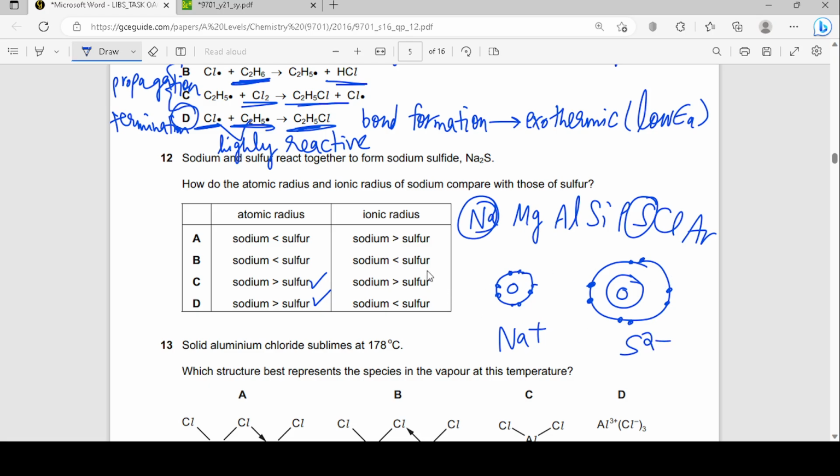So now, if you're talking about the ionic radius, the sodium ion has one less shell than the sulfide ion, and because of that, the ionic radius is smaller. So sodium is going to have a smaller ionic radius than sulfur, as you can see. Okay. So now we have two ticks at D, so I'm going to say the answer is D.